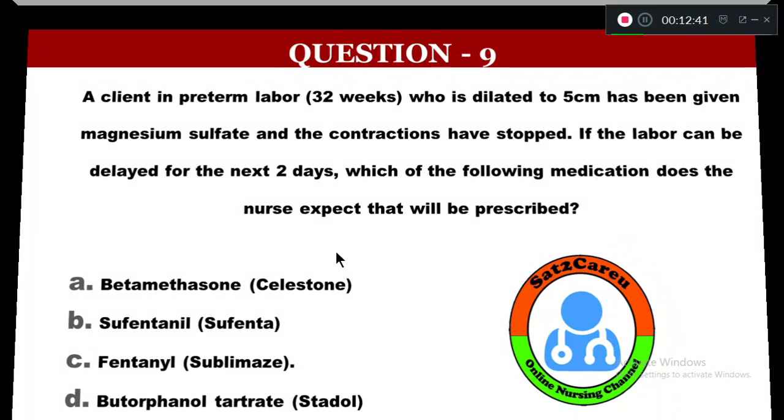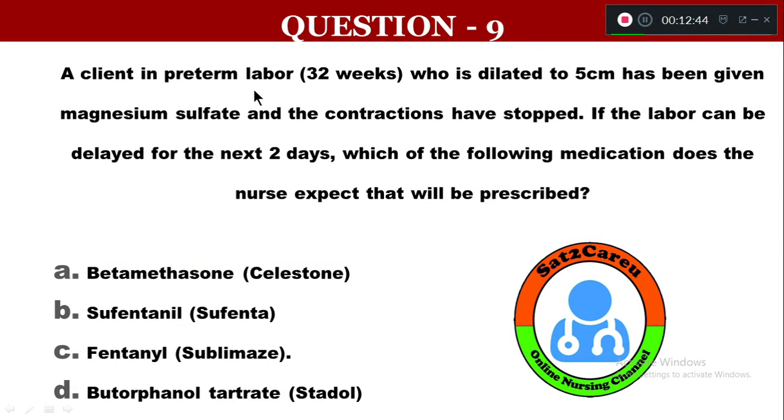Question number 9. A client in preterm labor at 32 weeks who is dilated to 5 centimeters has been given magnesium sulfate and the contractions have stopped. If the labor can be delayed for the next 2 days, which of the following medications does the nurse expect will be prescribed by the physician? Option A, betamethasone. Option B, sufentanil. Option C, fentanyl. Option D, butyrophenol tartrate.